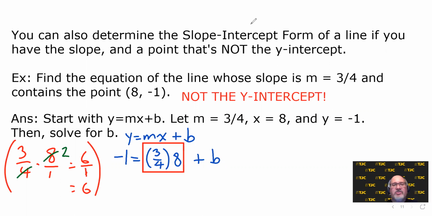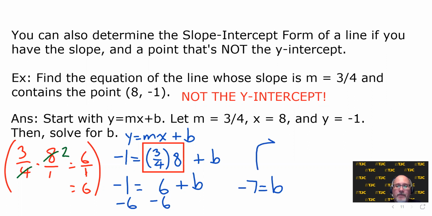So you can do the work to the side, or you can just do it mentally, or a calculator if you know how to use it correctly. But we get -1 equals 6 plus b. And this is a real easy equation to finish now. We just have to subtract 6 from both sides. That will cancel the 6's on the right. On the left, we get -1 minus 6 equals -7. So we end up getting -7 is equal to b.